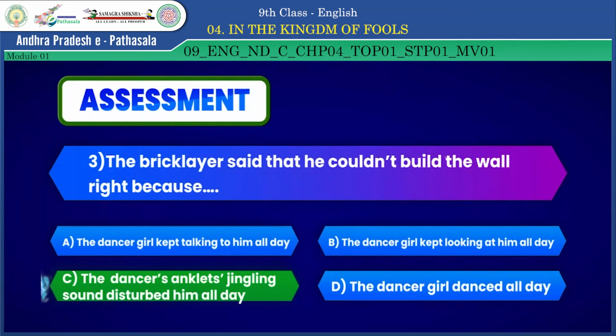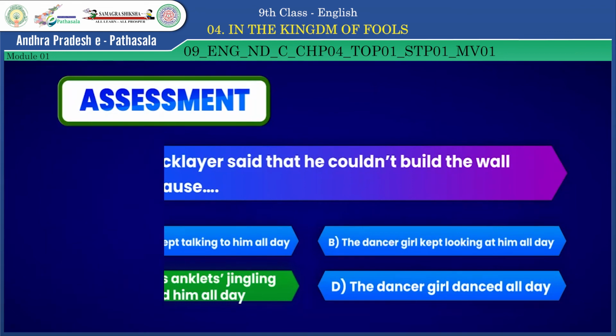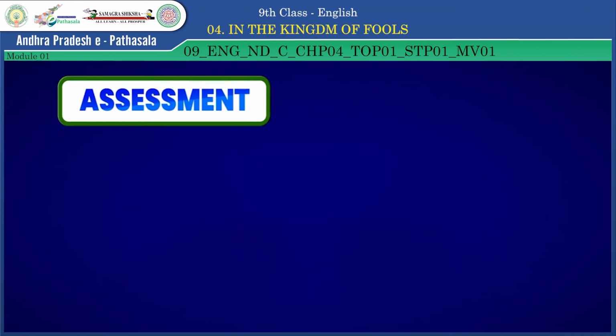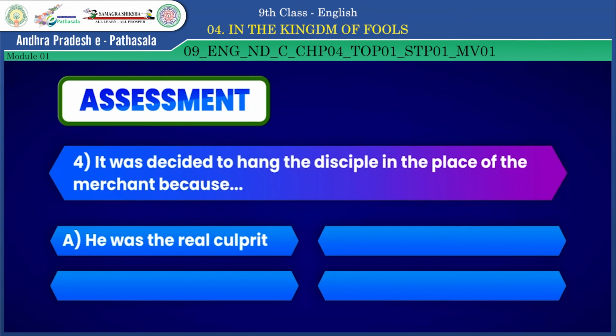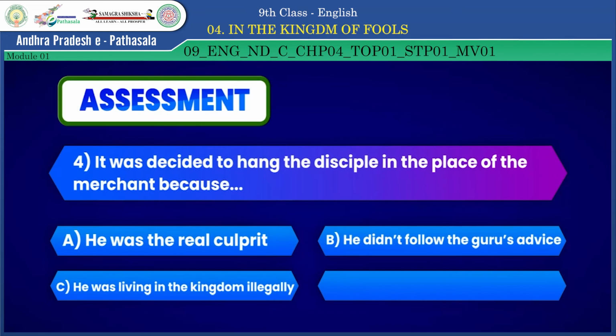Who was made the new king? A. The king's son. B. The guru. C. The minister's son. D. The merchant's son. Come on, start thinking. I hope you got your answer right. The answer is B. The guru.